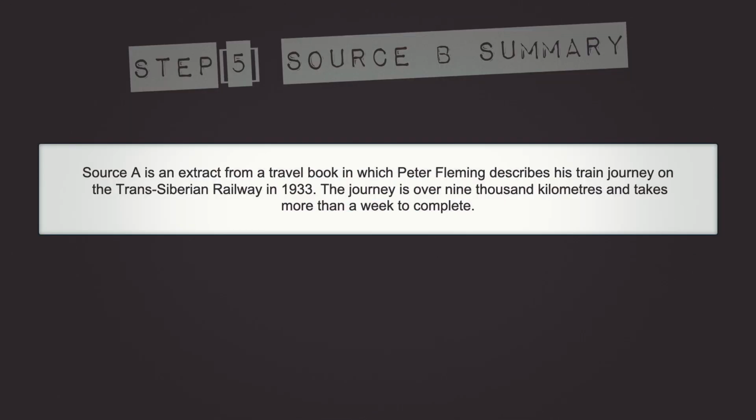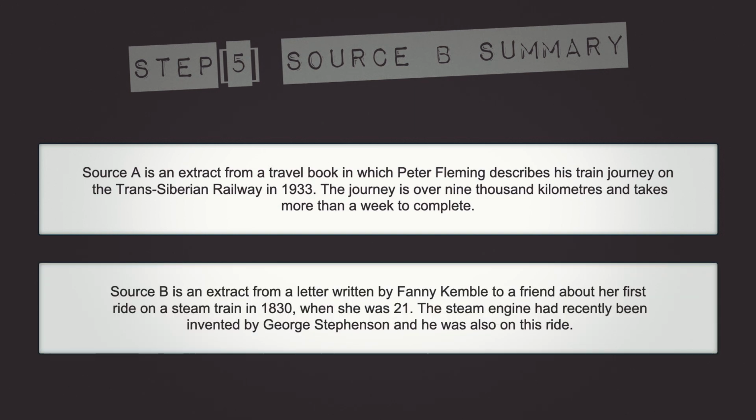Source A is an extract from a travel book in which Peter Fleming describes his train journey on a Trans-Siberian railway in 1933. The journey is over 9,000 kilometers and takes more than a week to complete. Source B is an extract from a letter written by Fanny Kemble to a friend about her first ride on a steam train in 1830 when she was 21. The steam train had recently been invented by George Stephenson, and he was also on this ride. The fact that they are 100 years apart tells us that the train in source B is more basic because train technology was less advanced than 100 years earlier.